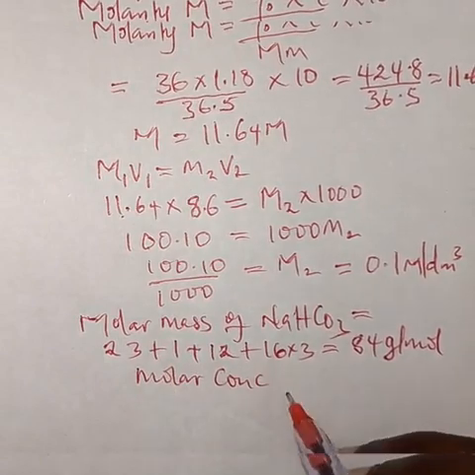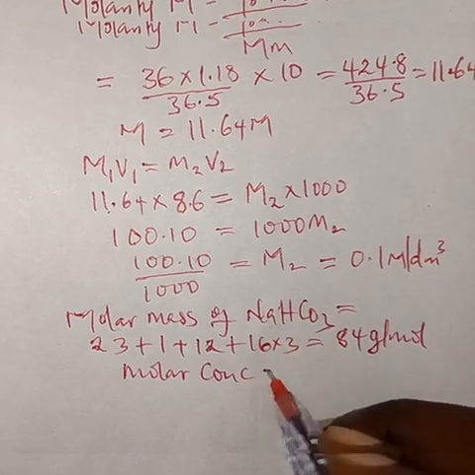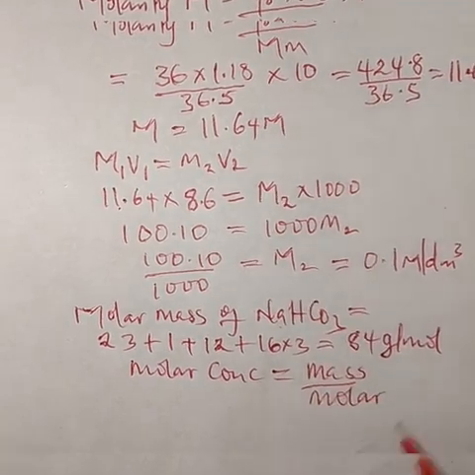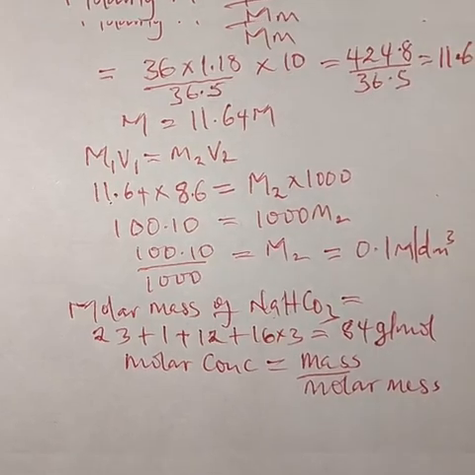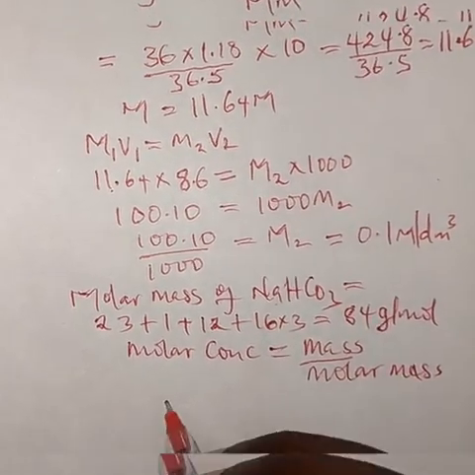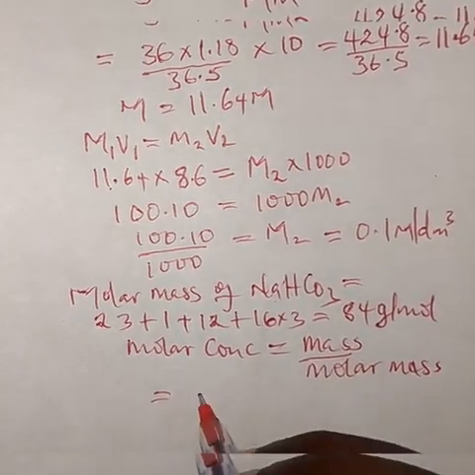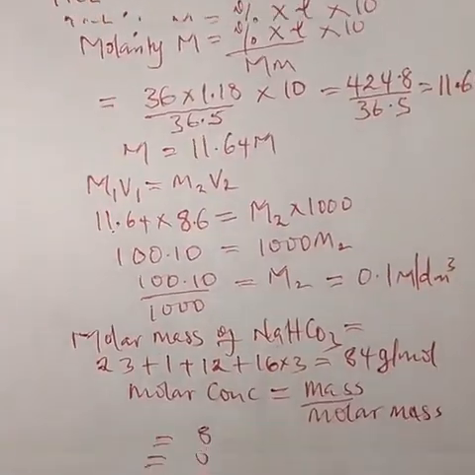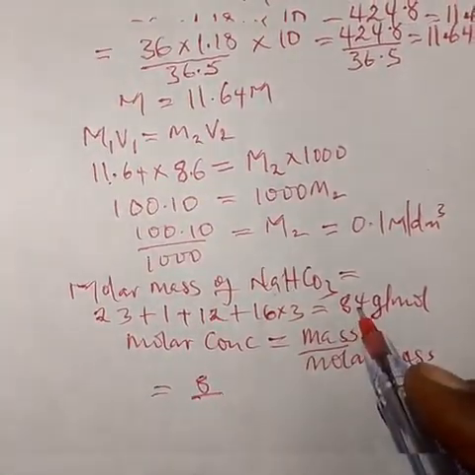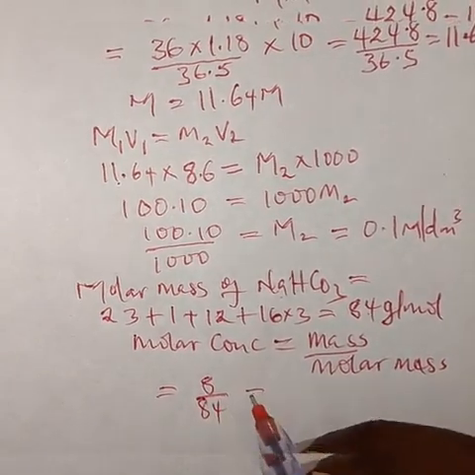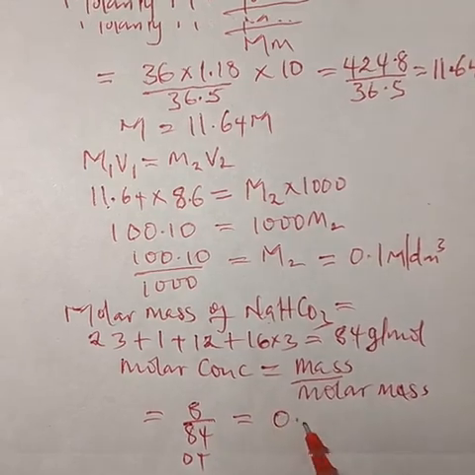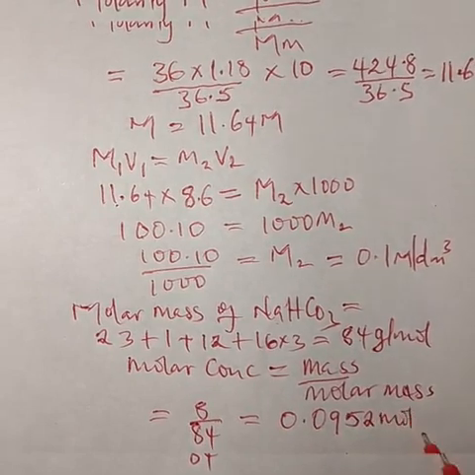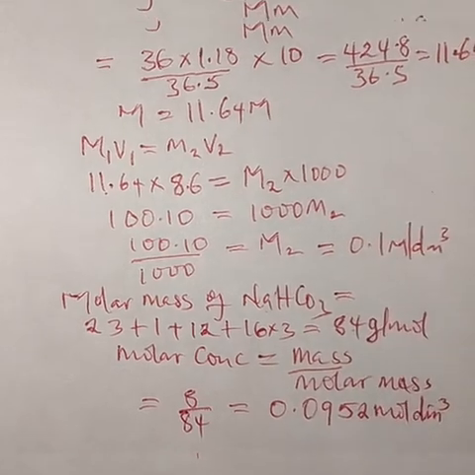So the molar concentration is equal to the mass concentration divided by the molar mass of the substance. The mass concentration, remember, is given to us as 8 grams per dm cube. That 8 is provided by WAEC, divided by the molar mass, which is 84 grams per mole. And this will give us 0.0952 moles per dm cube. So this is the molar concentration of the base.